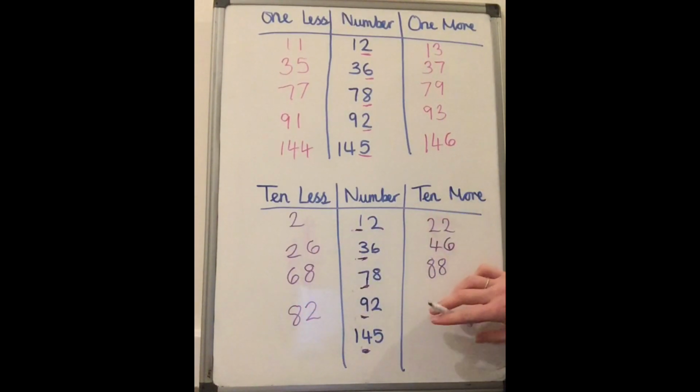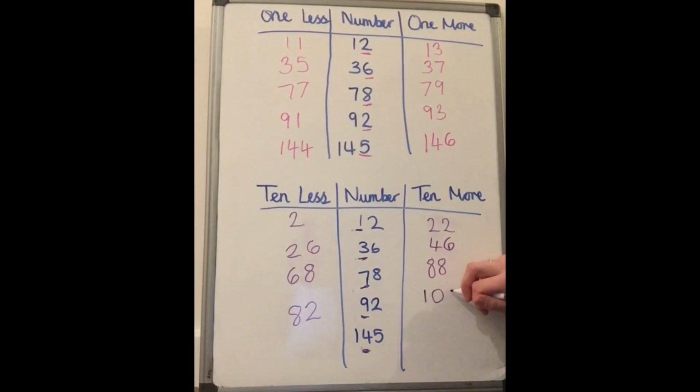Next one is 92, 10 less, 9 take away 1 is 8, my 1s stay the same, so it's 82. This can be where it gets a bit trickier because it's going to go into a new column. So I've got 9 10s add 1 10 is 10 10s. 10 10s is 100. Now I've got 0 10s and I've still got my 2 1s, so it's 102.